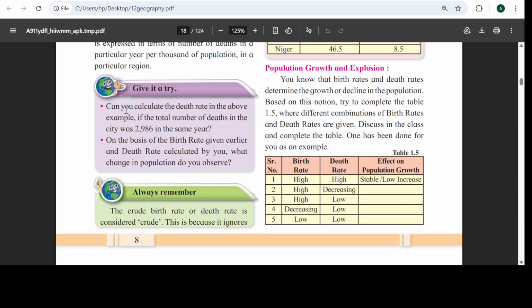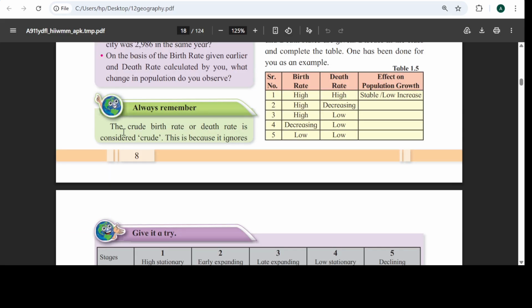Give it a try. Can you calculate the death rate in the above example if the total number of deaths in the city was 2,986 in the same year? On the basis of birth rate given earlier and death rate calculated by you, what change in population do you observe?